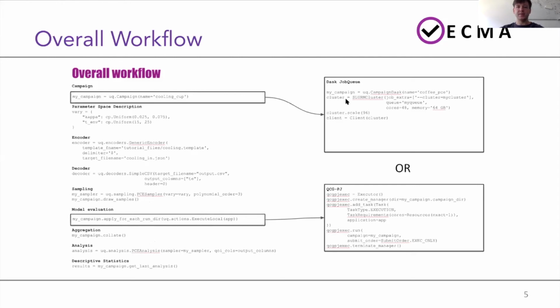There are several ways of executing the jobs on HPC resources. For example, we support the task job queue or QCG pilot jobs. Again, more details can be found on the website or on the GitHub.